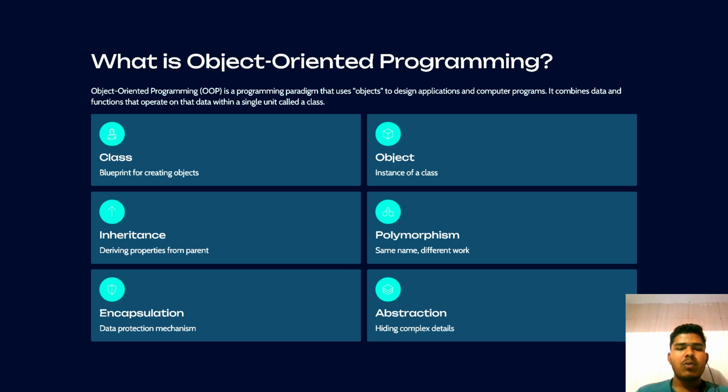Inheritance: deriving properties from a parent is called inheritance. Polymorphism: same name, different work, is called polymorphism. Encapsulation: a data protection mechanism, is known as encapsulation. In OOPS, abstraction: hiding complex details, is known as abstraction.